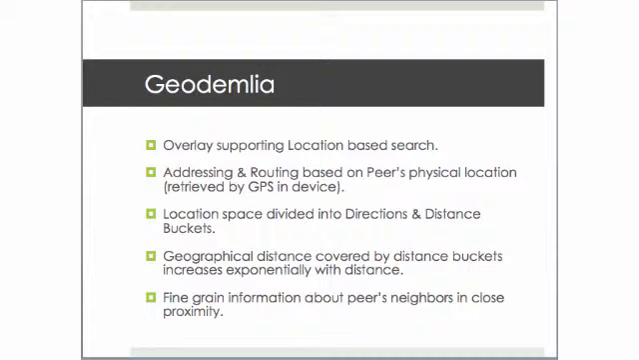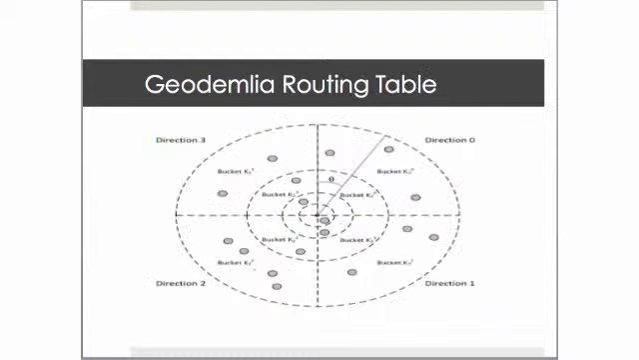Hence, fine information is available about peers' neighbors which are in close proximity, and coarse information is available about peer neighbors which are far away. So if you look at a GeoSwarm routing table, you can see that the peer is divided into n directions, which are in turn divided into distance buckets. The size of the distance bucket increases with the distance, and hence coarse information is available about neighbor peers as we move away from the peer.